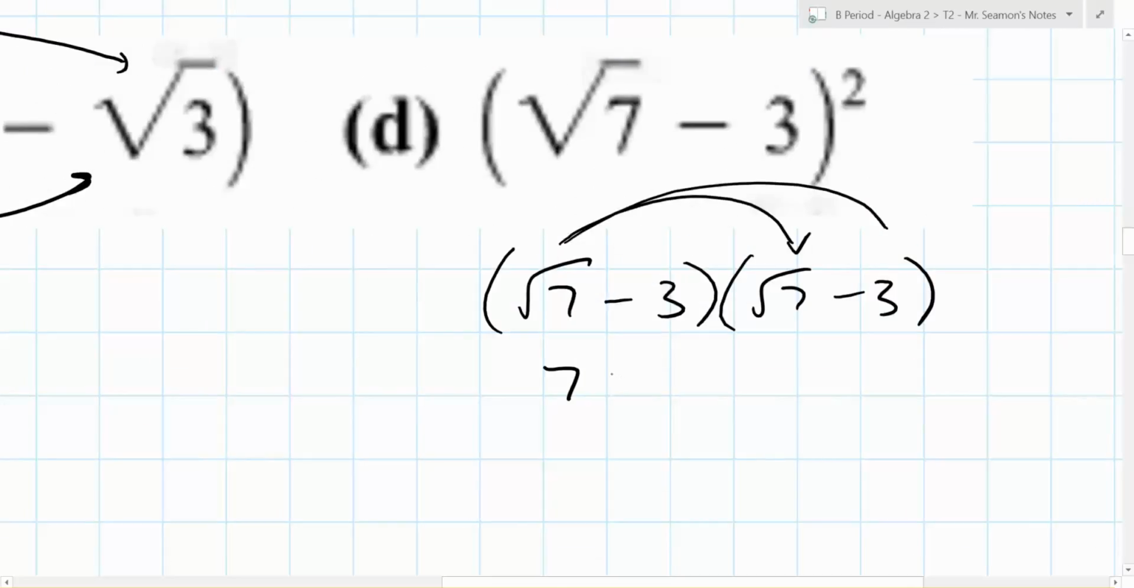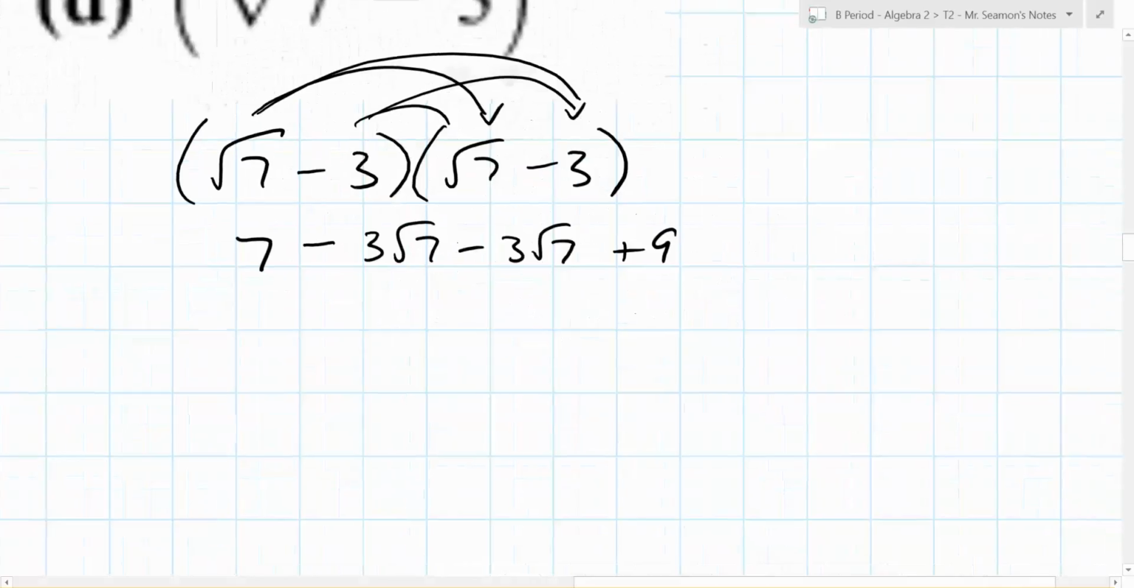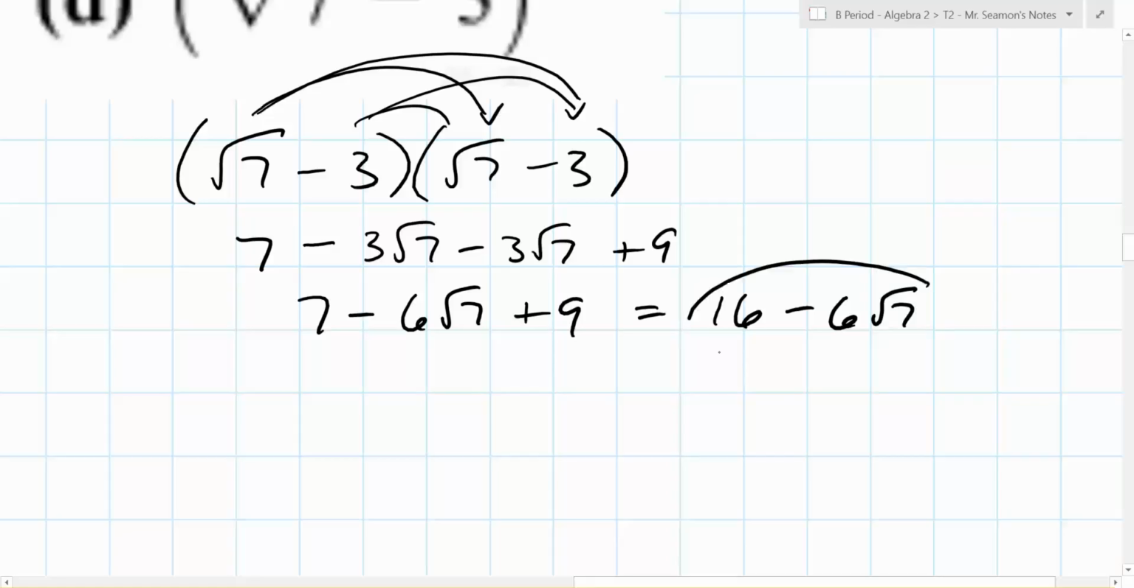And then you get what? Minus 3 root 7. And then what's the last number? 9. Exactly. Can you simplify this immediately? Yeah, so it's going to be what? 7 minus 6 root 7, plus 9. Can we keep going? What's 7 plus 9? 16. So it's going to be 16 minus 6 root 7. Sometimes the simplification is straightforward, in which case you absolutely need to do it.